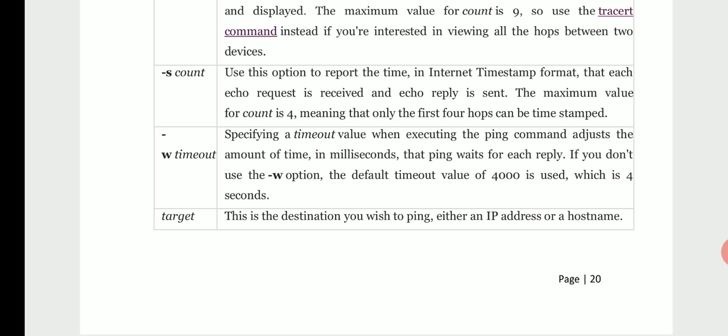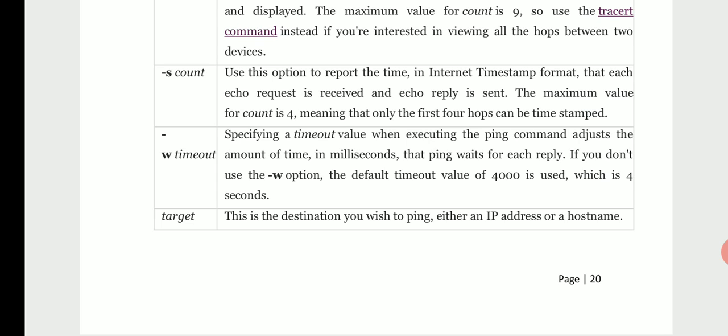So the count maximum is 4 devices. The hops you can register, reporting the time, that is in the internet timestamp format. Timestamp means it is a time, in hours, minutes and seconds format. And echo request is received and echo reply is sent. So it is to report the time of echo request received and reply sent.